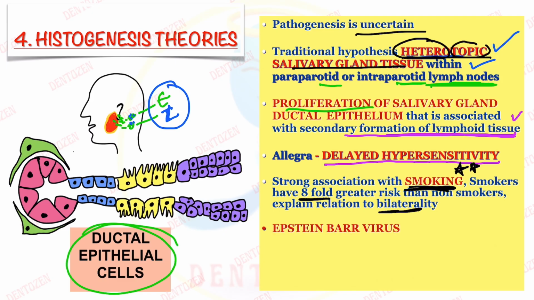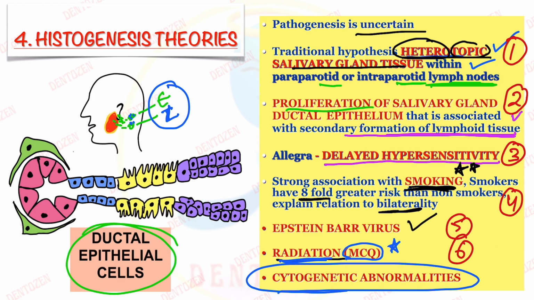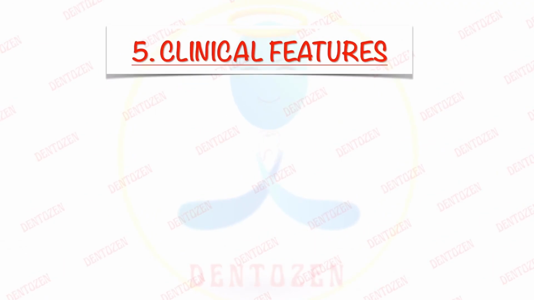Then a few other related things. Epstein-Barr virus has also been implicated in its etiology. This tumor is said to be radiation induced. That can be asked in the NEET MDS entrance: which benign salivary gland tumor is induced by radiation? That is Warthin's tumor. Then also cytogenetic abnormalities have been found in recent studies. So those are the different theories: the heterotopic salivary gland tissue theory, another concept related to that, delayed hypersensitivity, smoking, Epstein-Barr virus, radiation induced, and cytogenetic abnormalities.